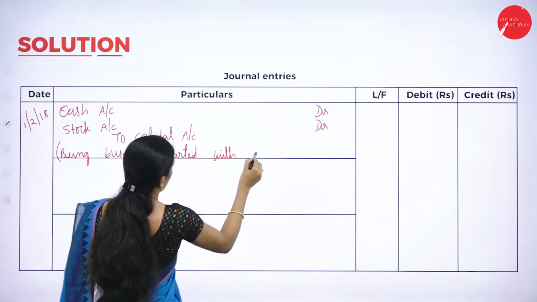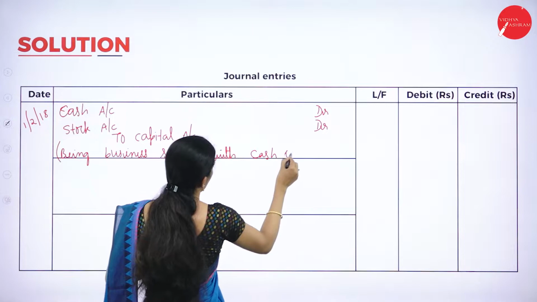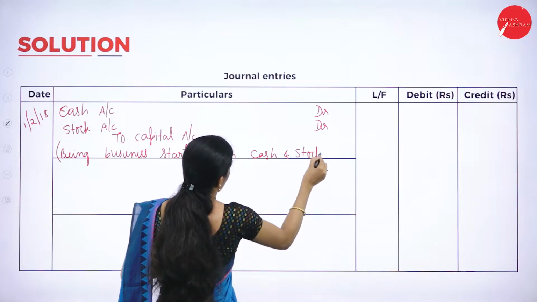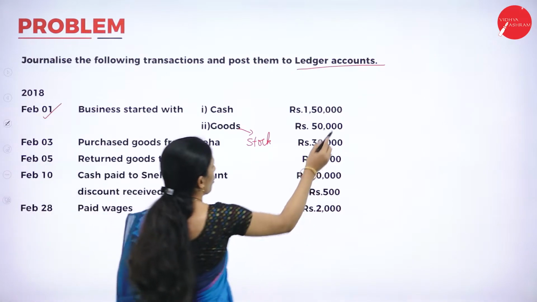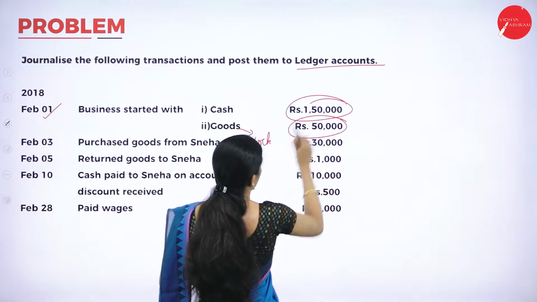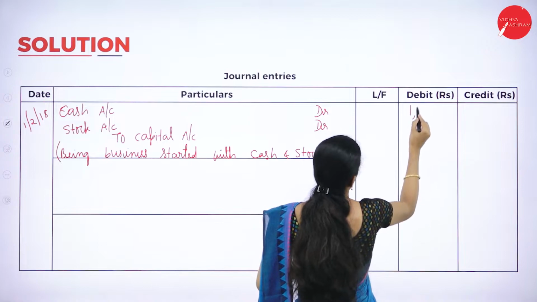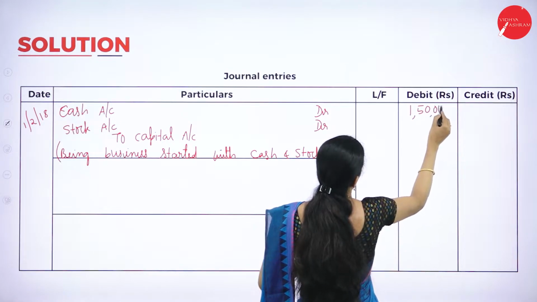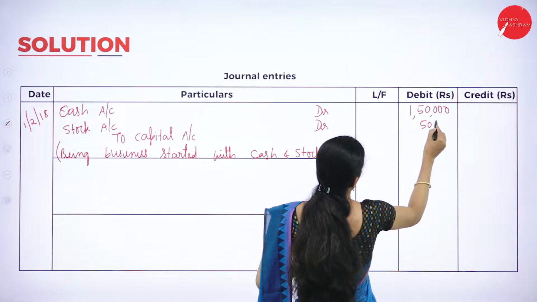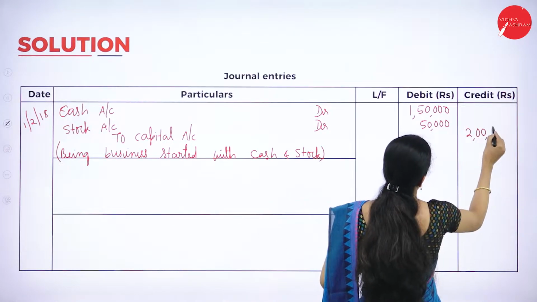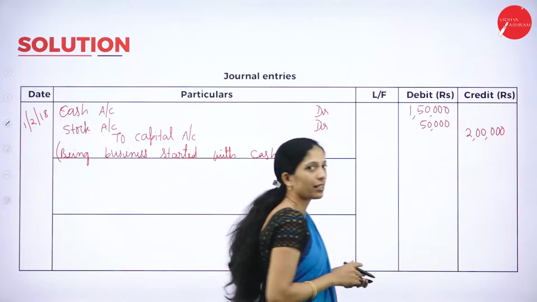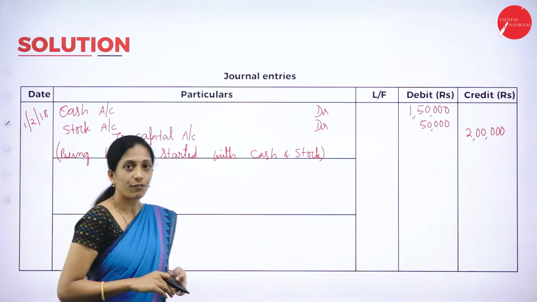with cash and stock. And what is the value of cash? That is 1,50,000 and stock worth rupees 50,000. So here debit side 1,50,000, stock worth rupees 50,000 and credit side it will be 2 lakh. That is 1 lakh plus 50,000. Hope you are clear with the first entry.